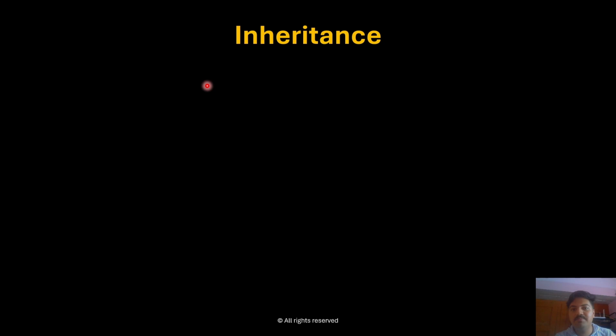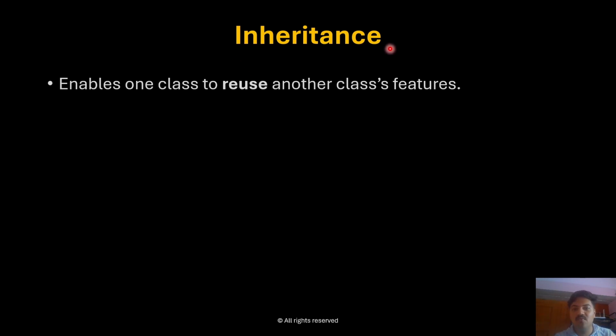So next we will be talking about inheritance. What is inheritance? It enables one class to reuse another class's features. Like we can take a real life example of the animal kingdom. Any animal from the animal kingdom follows all the features of an animal through inheritance. Basically, if we take a dog, it will also have the four legs that an animal will have. So it's like that.